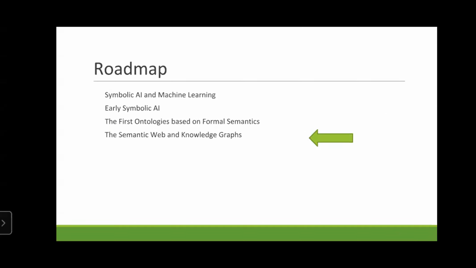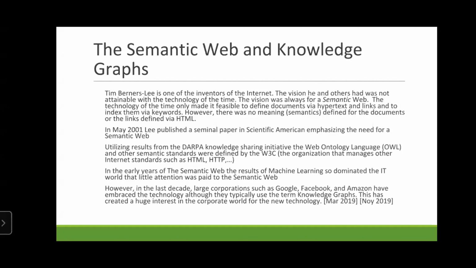So finally, I want to finish up and talk about the semantic web and knowledge graphs. In 2001, Tim Berners-Lee, who, as I'm sure everyone knows, is one of the inventors of the internet, wrote a seminal paper published in Scientific American where he described the need for a semantic web. And in that paper, he said that the ideal that he and other people had in mind when they first created the internet was always to make it a semantic web.